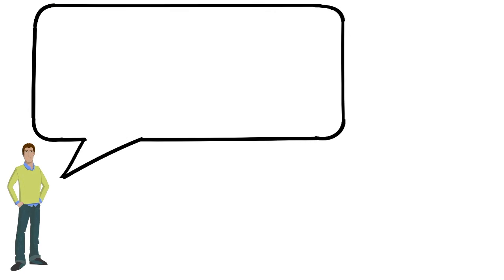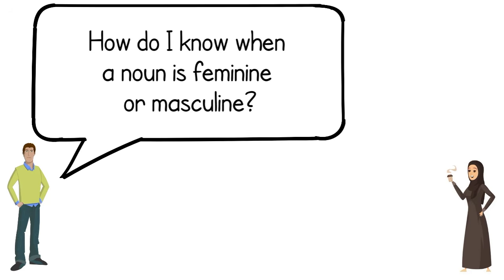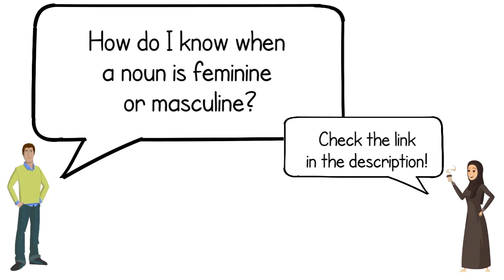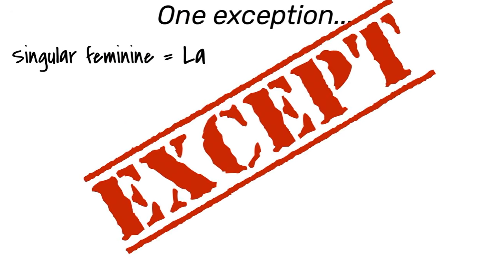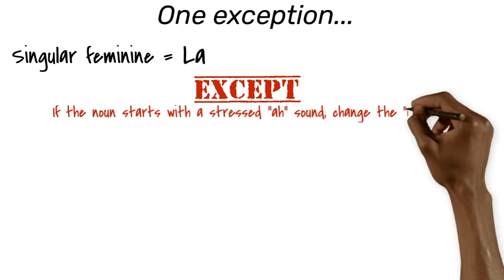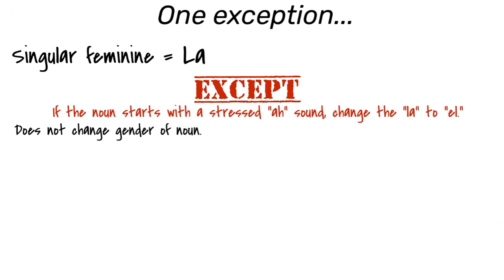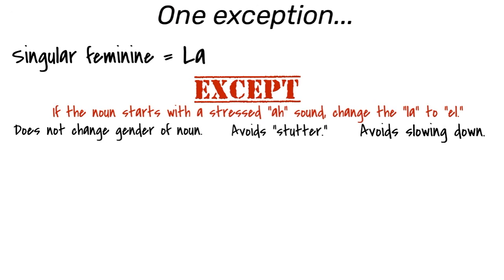Now, a fair question for Spanish learners is, how do I know if a noun is feminine or masculine? We explained this concept in another video, which is linked in the description. There is also one exception for definite articles in Spanish. Singular feminine words usually take la before their nouns. But if the noun starts with a stressed a sound, you switch to el. This does not mean the gender changed. It's only done to avoid sounding like you are stuttering, la a, and to avoid slowing down to separate vowel sounds, la a, which is why Spanish can sound so fast.